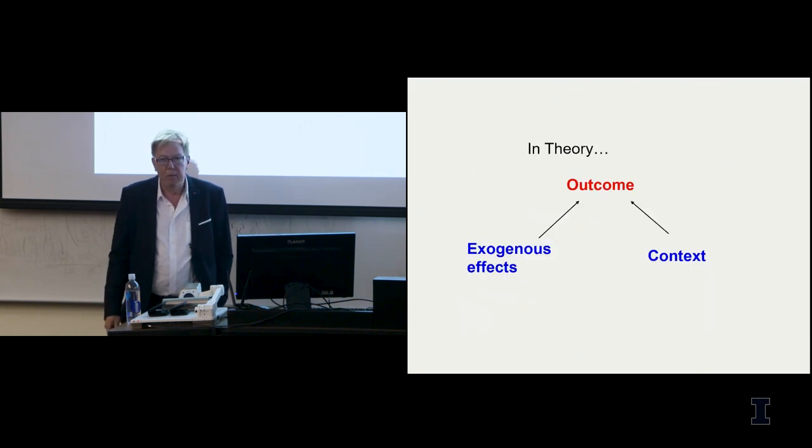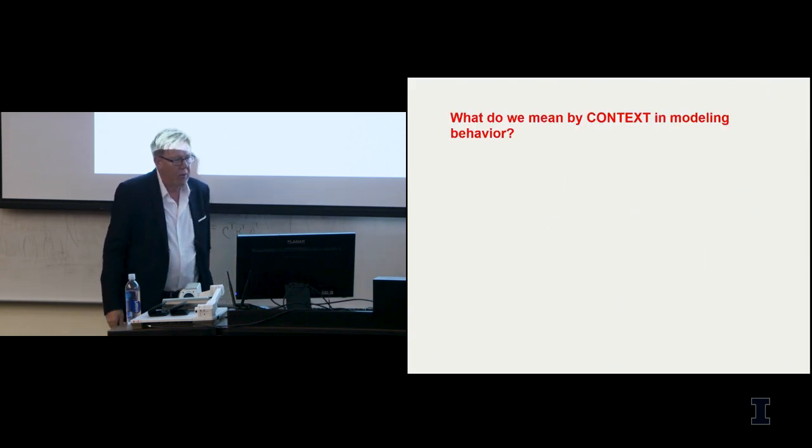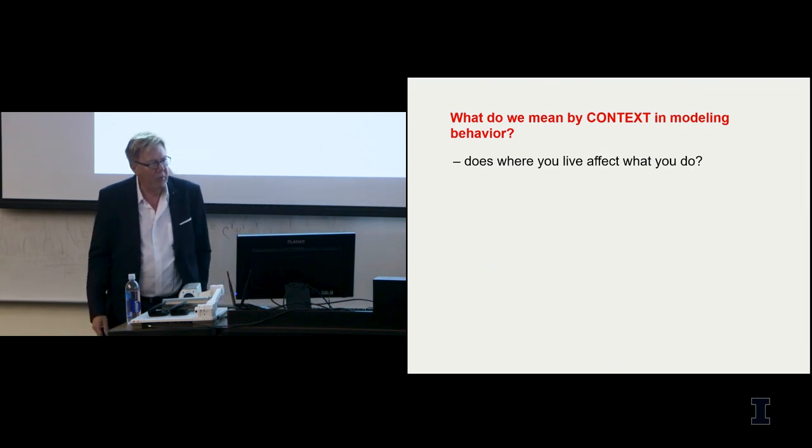So in theory, there's some outcome up there. In this case, I'm looking at voting behavior. And that's a product of a whole set of exogenous effects, the things I'm trying to capture in my model, the covariates. But it might also be a result of something intangible and possibly unmeasurable about place, and that's context here. So in a modeling situation, by context we mean: does where you live affect what you do?